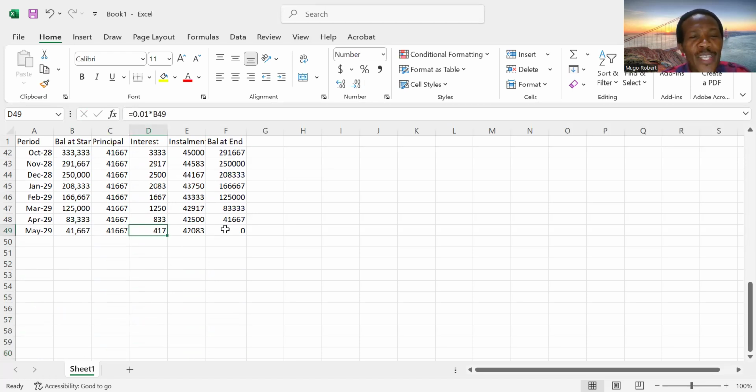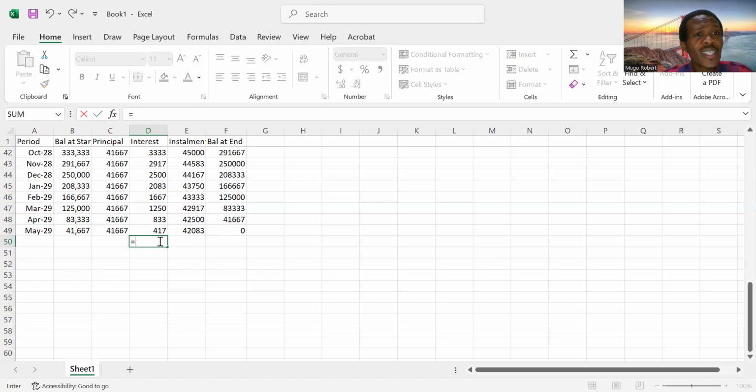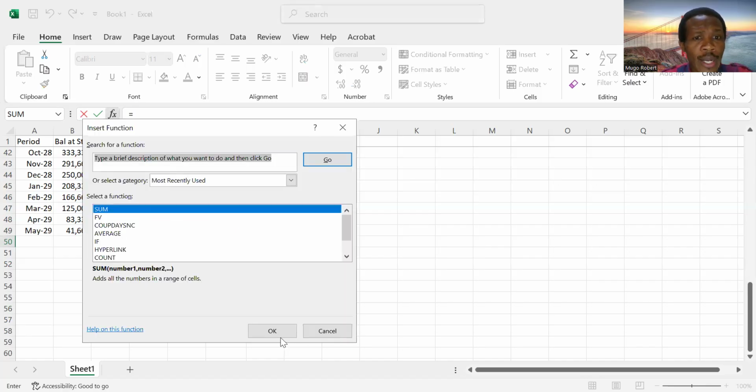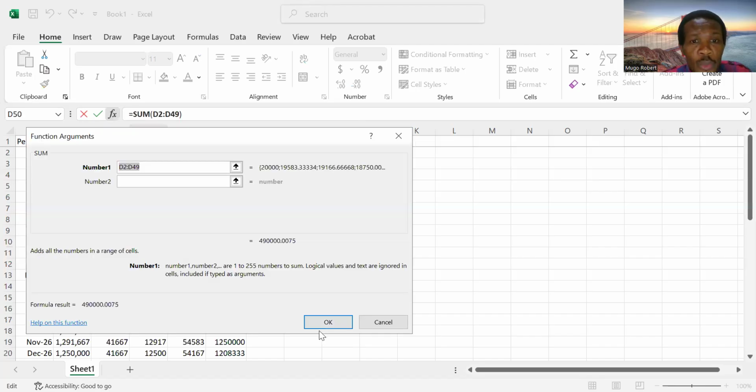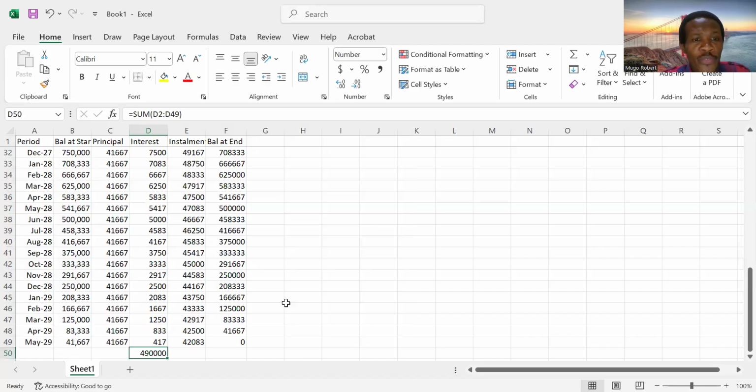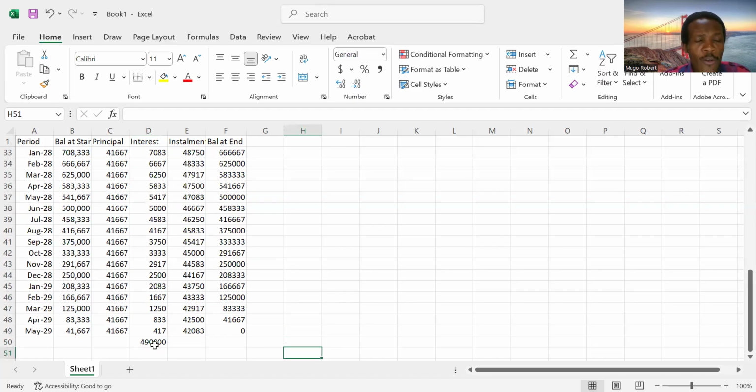At the end of May 2029, you can see you do not have any loan balance. So what is the cost of this loan? I need to come to the interest and give a summation for that column. And it is D2 to D49. So the interest of this loan will cost me 490,000 using the reducing balance basis.